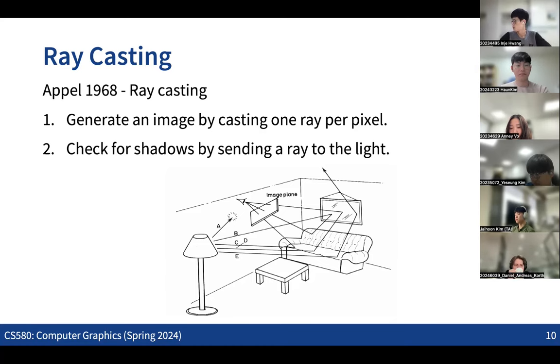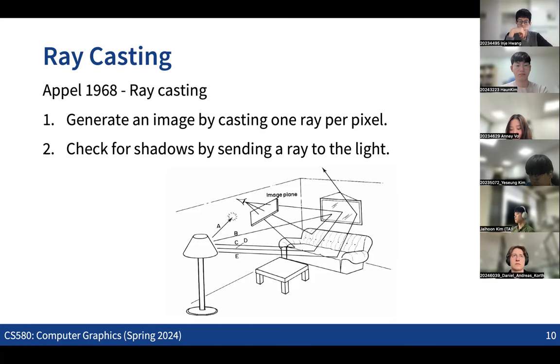But the problem with this process is that there might be a very small amount of rays which really arrive at the image plane. So there might be a very low hit rate in terms of how many of the rays come back to the image plane. There might be very few rays, which means that the computation will be very inefficient. So in terms of handling this inefficiency, actually we go the other way around.